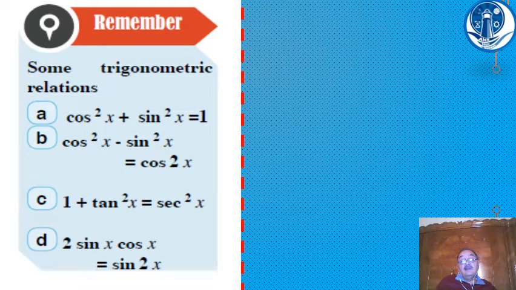This is a double angle. Sine 2x equals 2 sine cosine. We don't have integration of multiplication. Then if you have sine cosine, you have to change it to sine 2x.